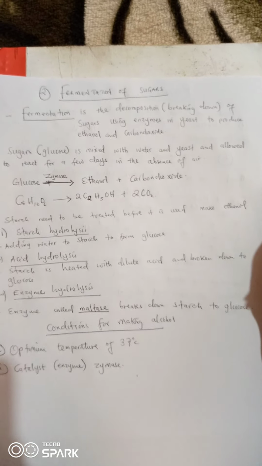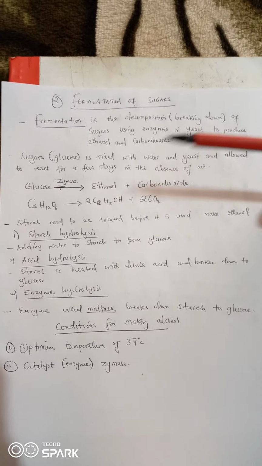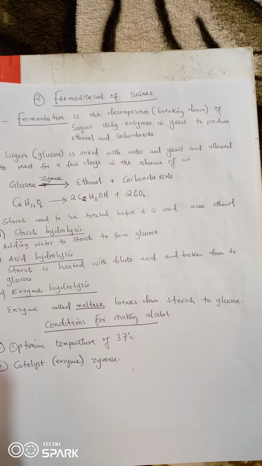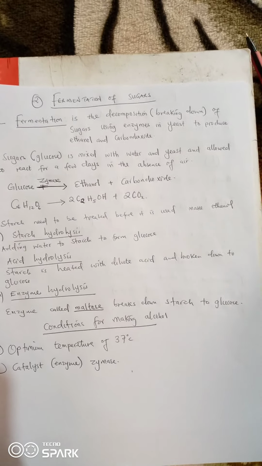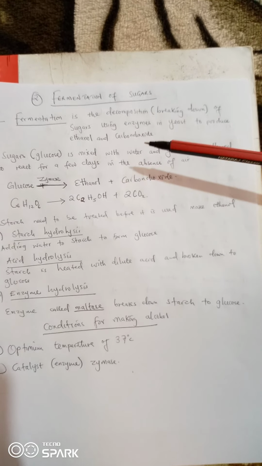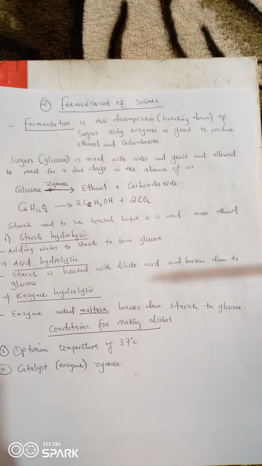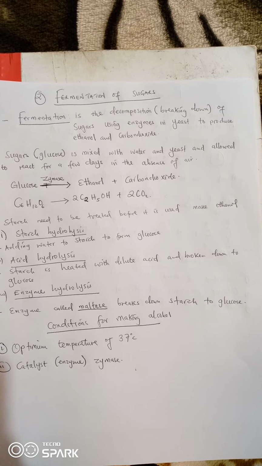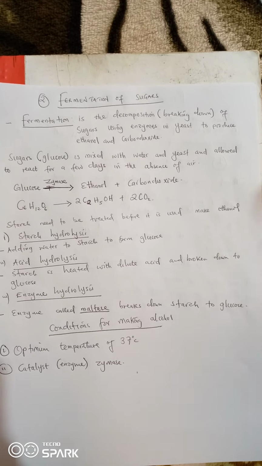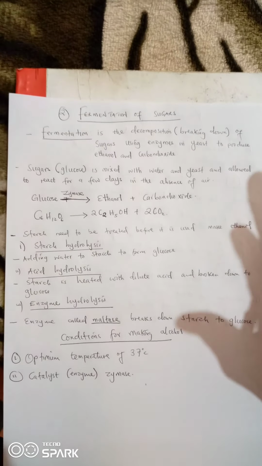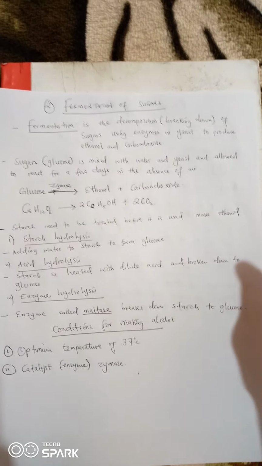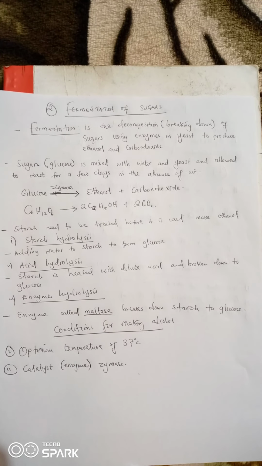The second method is fermentation of sugars. Now, when you hear about the word fermentation, just know that it's a breaking down of sugars. You break down the sugars using an enzyme in yeast to produce ethanol and carbon dioxide. This is what happens, for example, when you are baking. Flour contains sugars, and then you are going to add yeast there. When you add yeast, an enzyme is going to break the sugars and then form ethanol and carbon dioxide.